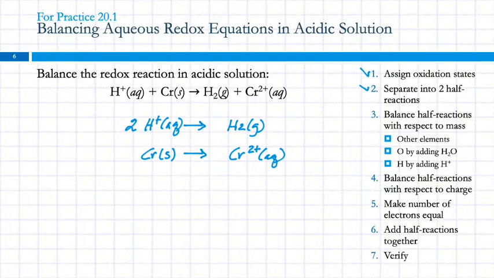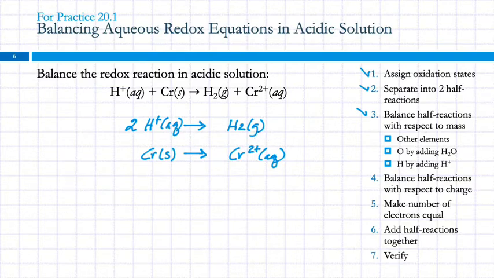One chromium on each side, that's balanced. Okay, so there I went with mass. Now I have to balance with respect to charge. For this top reaction, the total charge on the left side of the arrow is +2, and the total charge on the right side is 0. Are those the same? No.